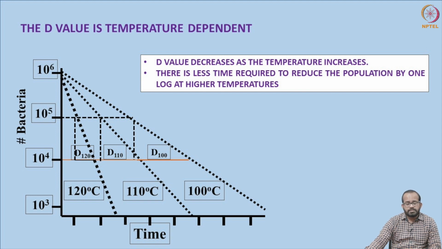From this graph, it is clear that 3 temperatures are taken for the same microorganism. You can clearly see that the time required for 1 log reduction is different for the 3 different temperatures, with the same bacteria. At 120 degrees, the higher the temperature, the time required is reduced. So that proves that D value is temperature dependent.